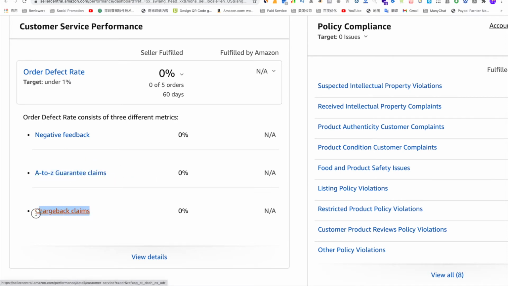The chargeback claims means if a customer sees your order is suspicious or your product is not very good, and when they contact you, you didn't send them a refund, so they contact their bank and ask the bank to hold the money sent to Amazon and not pay you. This is a chargeback claim, and you don't want it. All three metrics, you don't want them to be over 1%. They have to be less than 1%.